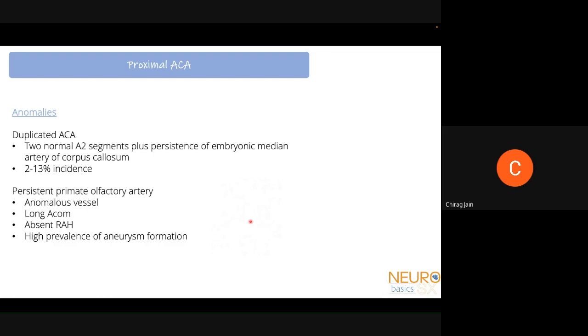Other anomalies that may be present are duplicated ACAs. There could be two normal A2 segments, plus there might be an embryonic median artery of the corpus callosum. So you actually get 3 ACAs. This is seen in 2 to 13% of individuals. You can also get a persistent primitive olfactory artery, and as we know, the primitive olfactory artery is what gives rise to the ACA. So if it persists, it is a very anomalous vessel, and it is associated with a long ACOM, an absent recurrent artery of Heubner, and there's a very high chance of forming aneurysms with a persistent primitive olfactory artery.